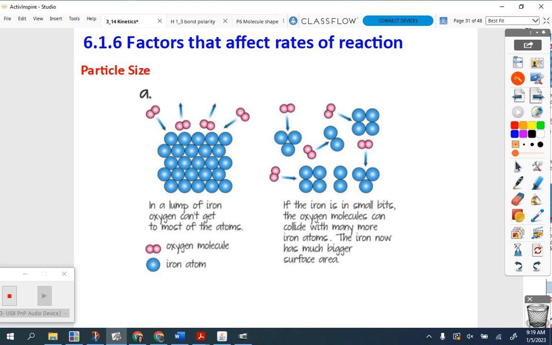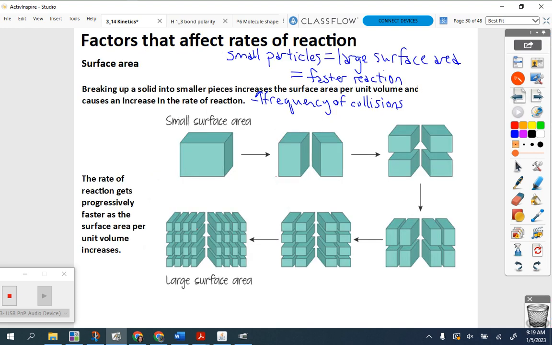Just to review the surface area again, you have to pay attention to what the question is asking. If it's asking what the effect of surface area on reaction rate is, you would say the bigger the surface area, or the more surface area you have, the faster the reaction. If it's asking for the effect of particle size on the reaction rate, then smaller particles make a faster reaction. So just make sure that you're paying attention to that.